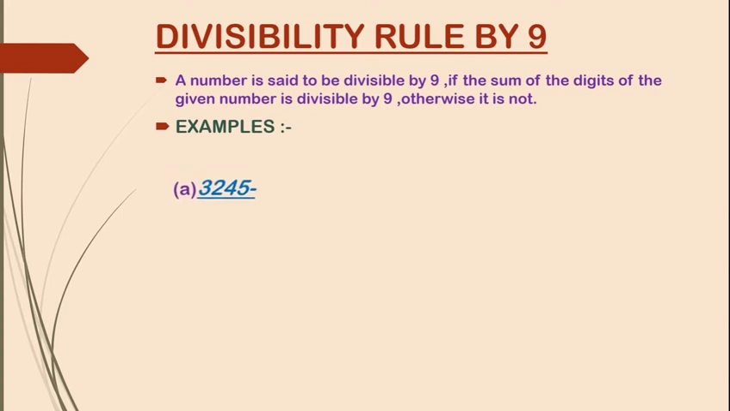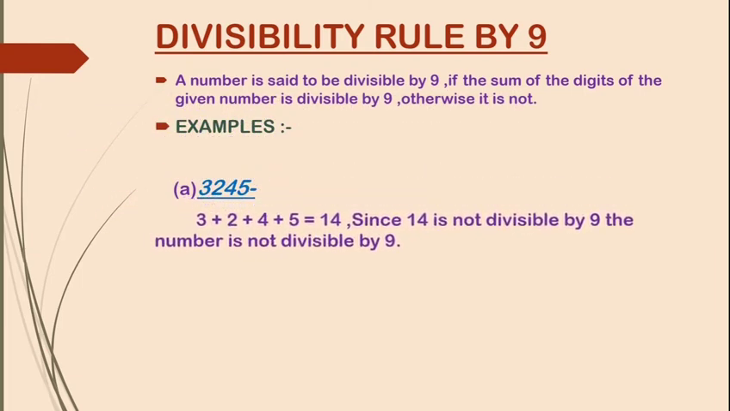So the number is 3245. So what you will do? You will find the sum of the digits, that is 3 plus 2 plus 4 plus 5. That is equal to 14. So now tell me, children, is 14 divisible by 9? No. So because it is not divisible by 9, the number is also not divisible by 9.